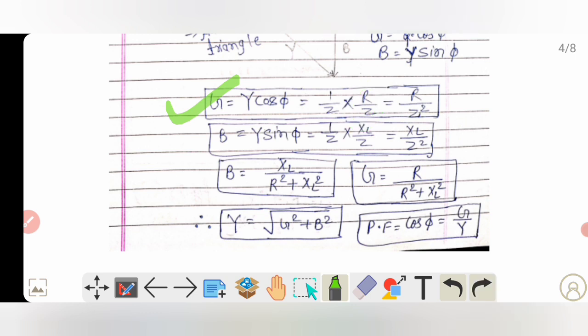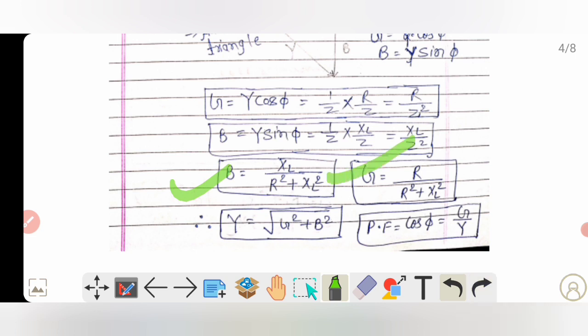So the overall value comes out to be R by Z square. In the same way, we will calculate the value of B, that is susceptance, and the value of B will be equal to XL by R square plus XL square, as you can see here, and the value of this will be the value of G.